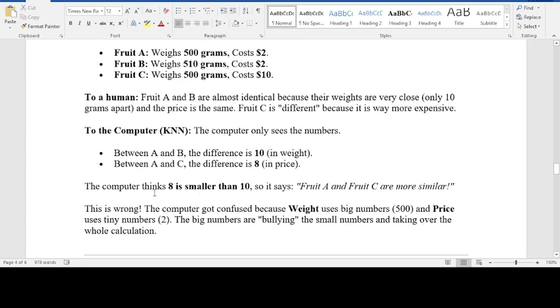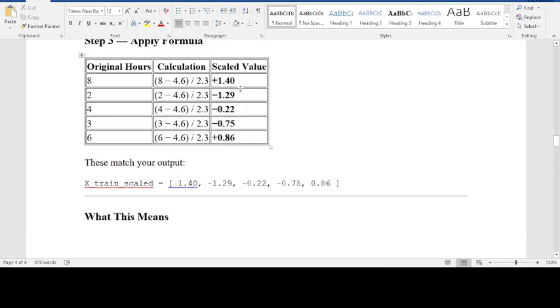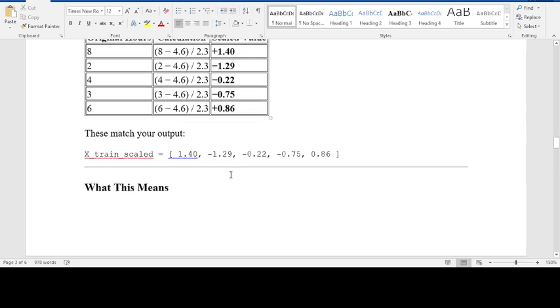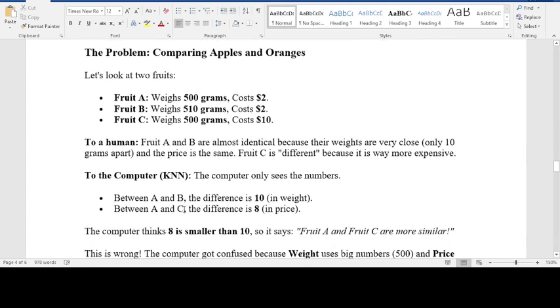So to overcome that, we go for feature scaling. The computer is thinking 8 is smaller than 10, so it says fruit A and C are most similar, which is wrong. So what we are doing is converting these raw values into scaled values. Here also, the number of hours are converted into scaled values. Why? To avoid confusion like this.